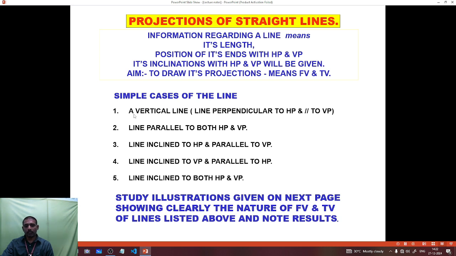So the first case is the vertical line, which means a line perpendicular to HP and parallel to VP. Next, a line parallel to both the HP and the vertical plane. Next, a line inclined to HP and parallel to VP. Next, a line inclined to the vertical plane and parallel to HP. Next, a line inclined to both HP and VP.